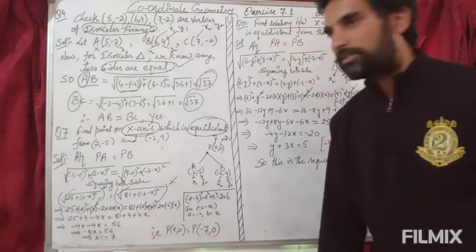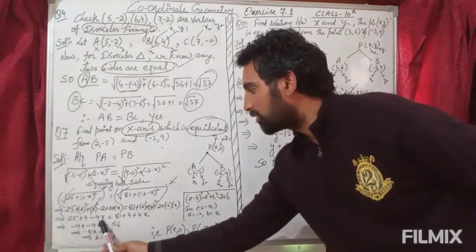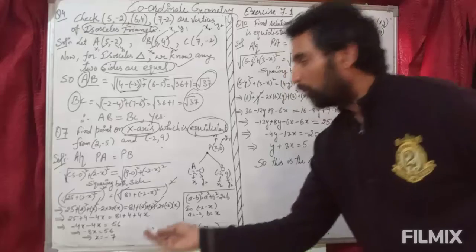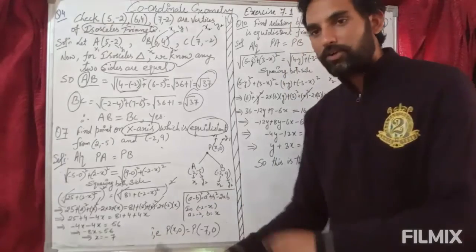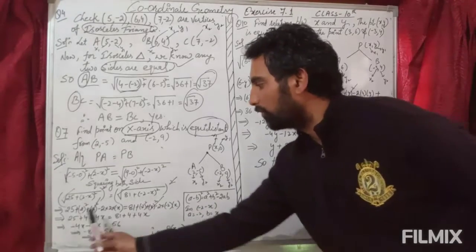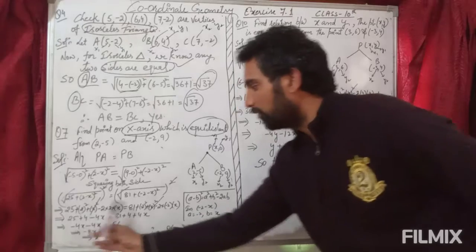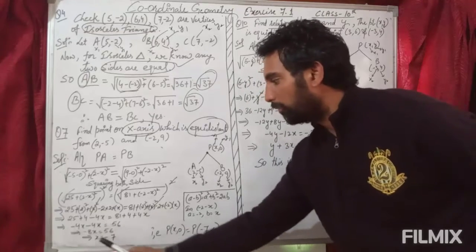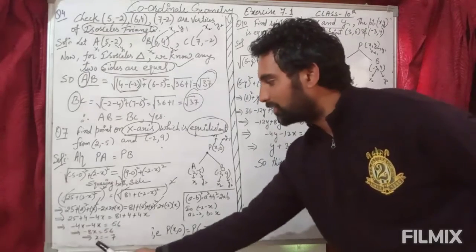So x square cancels, and what we are left with is this term on that side and this term on this side. Now shift the x terms and the constant terms. So I shift x from this side to this side and the constant from this side to that side. So it becomes minus 8x equals 56, and x is equal to minus 7.